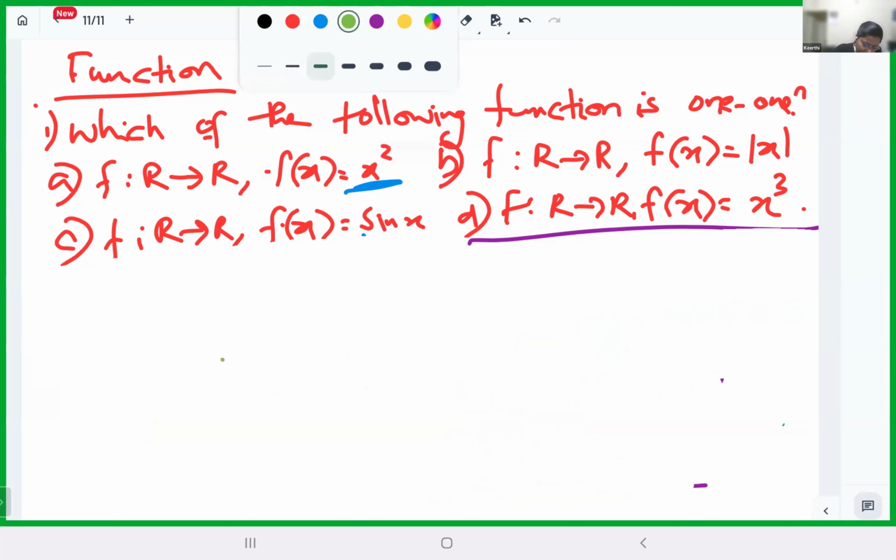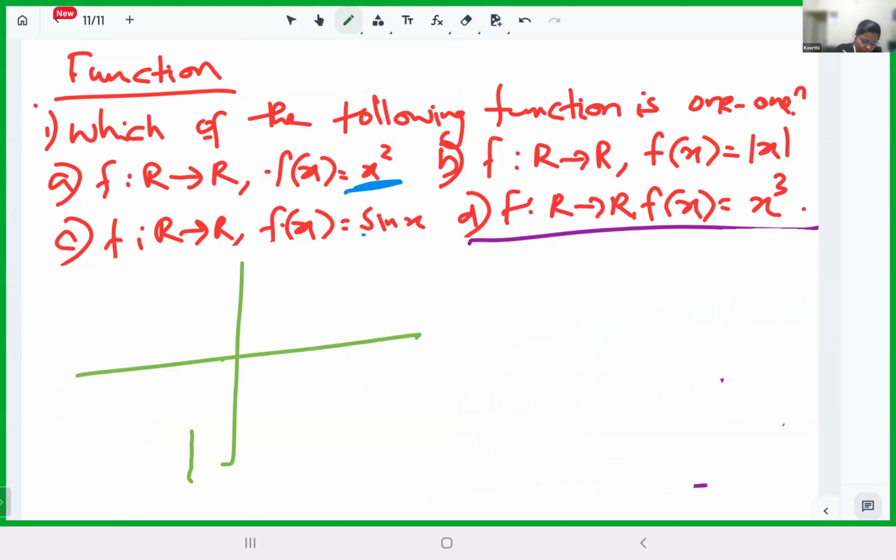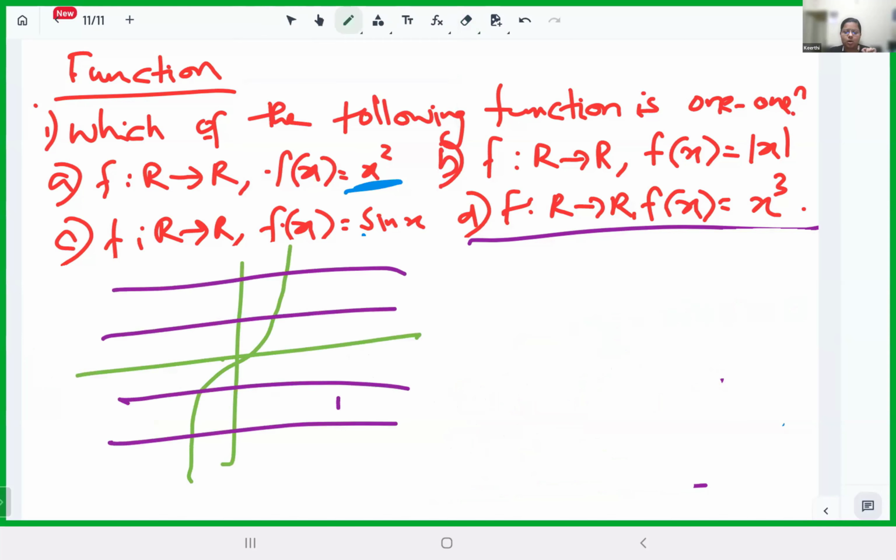So we know that the graph of an x cube function is like this. And if you draw horizontal lines, I'm drawing many horizontal lines. Is the horizontal line touching the graph in more than one point? No, every line is intersecting the graph in only one point. So we can say that f of x equal to x cube is a 1, 1 function.